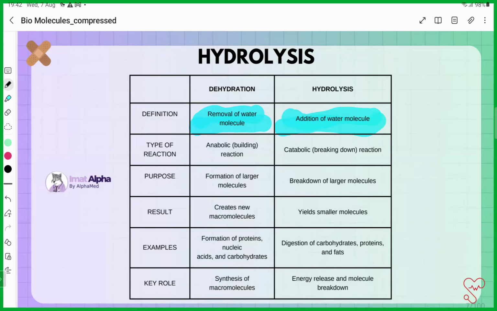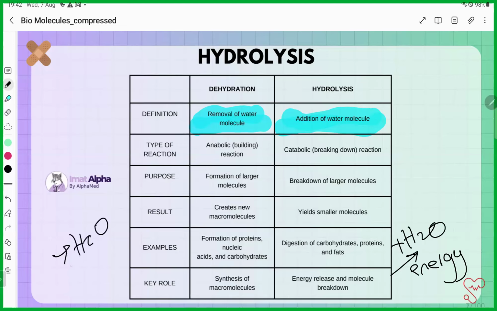So here we are releasing energy at the end of the reaction, or heat, and we are adding water. Here we are releasing water and we are adding ATP. We need energy or ATP to be able to allow the dehydration reaction to occur.